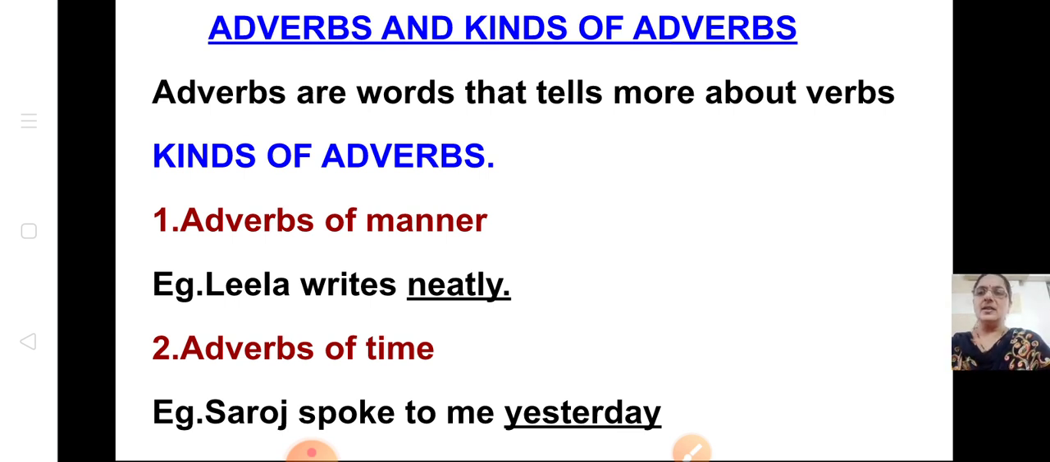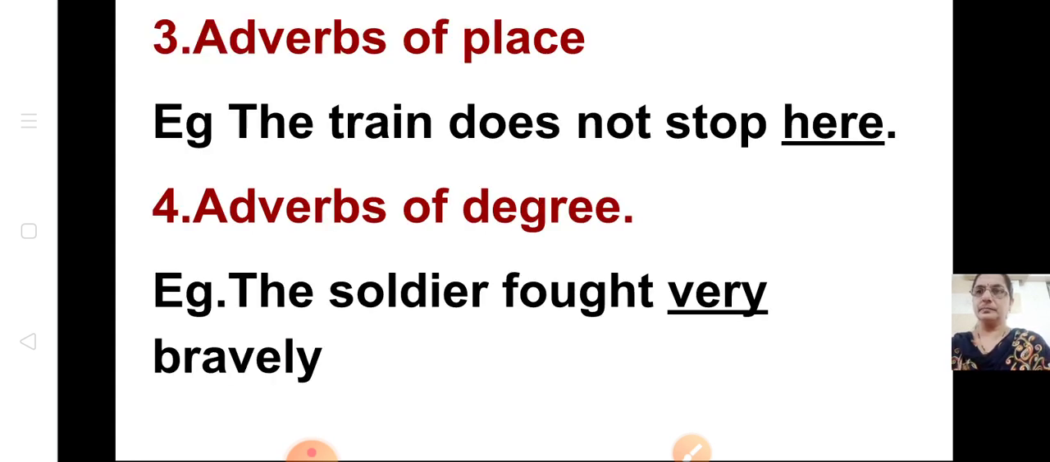Adverb of time: Saroj spoke to me yesterday. When did she speak? Yesterday. So it is adverb of time. Next one, adverbs of place: the train does not stop here. Where? The place is here. Here, there, all these will come under adverb of place. Adverbs of degree: the soldier fought very bravely. How did they fight? Very bravely. So degree. This very is adverb of degree.